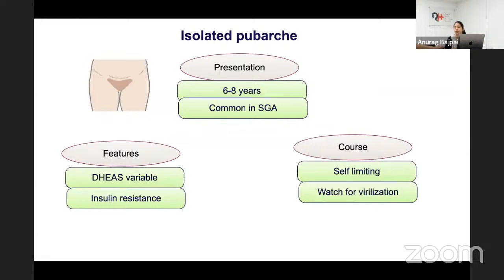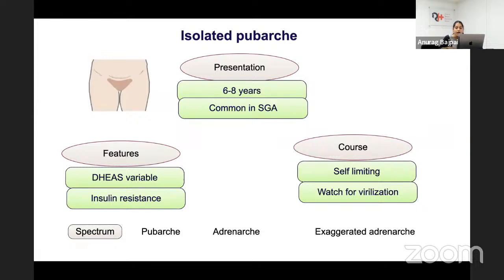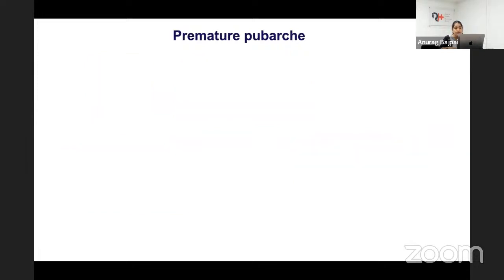But we should be very careful and vigilant about the virilizing features, to rule out CAH or, rarely, adrenal tumors. It has a wide spectrum. It could start from the pubarche, where the DHEAS levels are normal and the bone age and height are normal, whereas in the adrenarche, the DHEAS levels are slightly elevated, and the extreme case is the exaggerated adrenarche, where the DHEAS level is very high and bone age is very advanced.